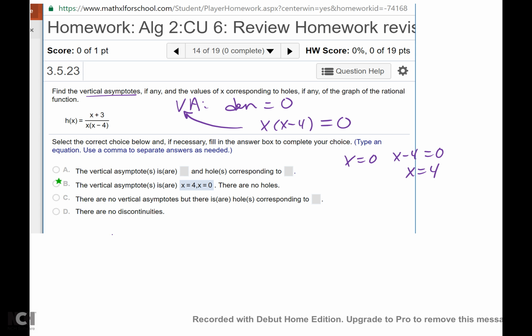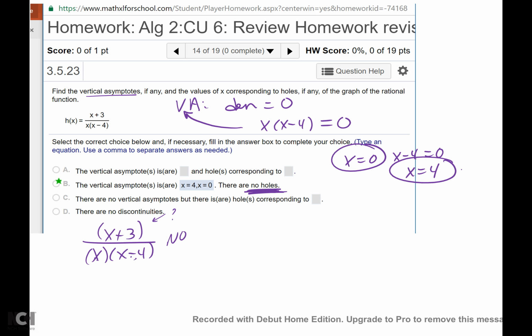Alright, if you factor the bottom, which it already is, I can't factor it anymore, does either of these factors cancel with anything on top? No. If nothing cancels, you will have no holes. So you'll have asymptotes at 0 and at 4. And you can't just put 0 and 4, you have to put x equals 4 and x equals 0. Okay?